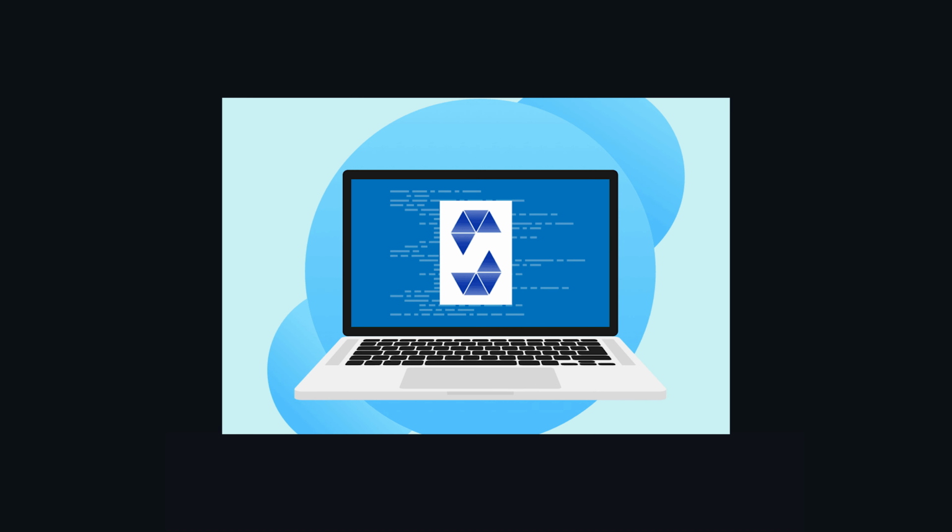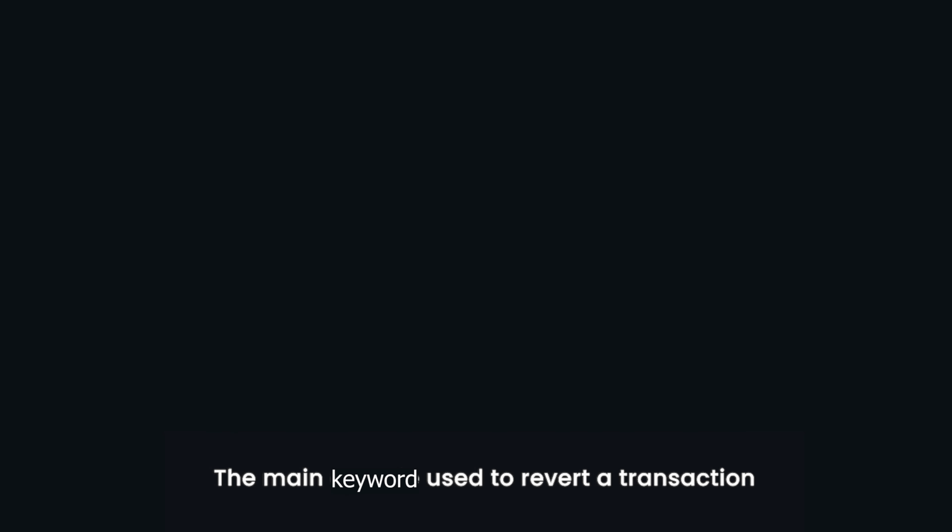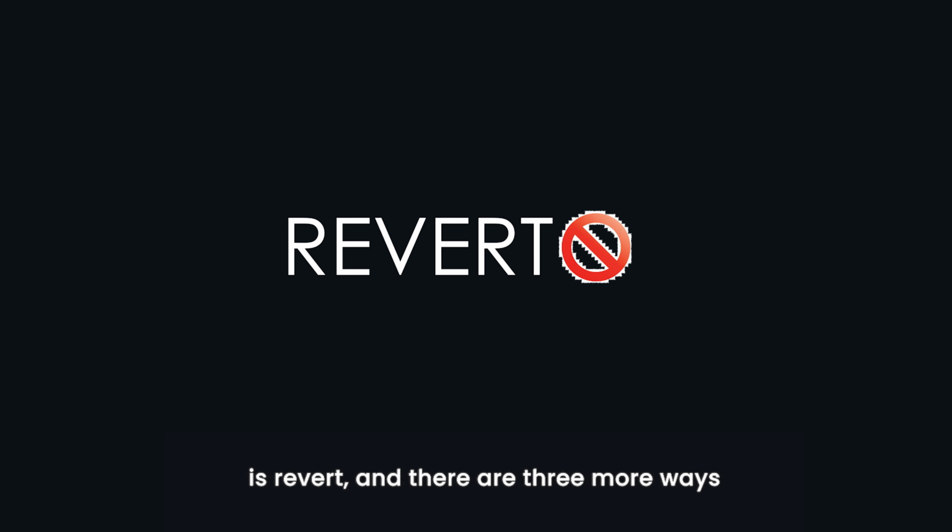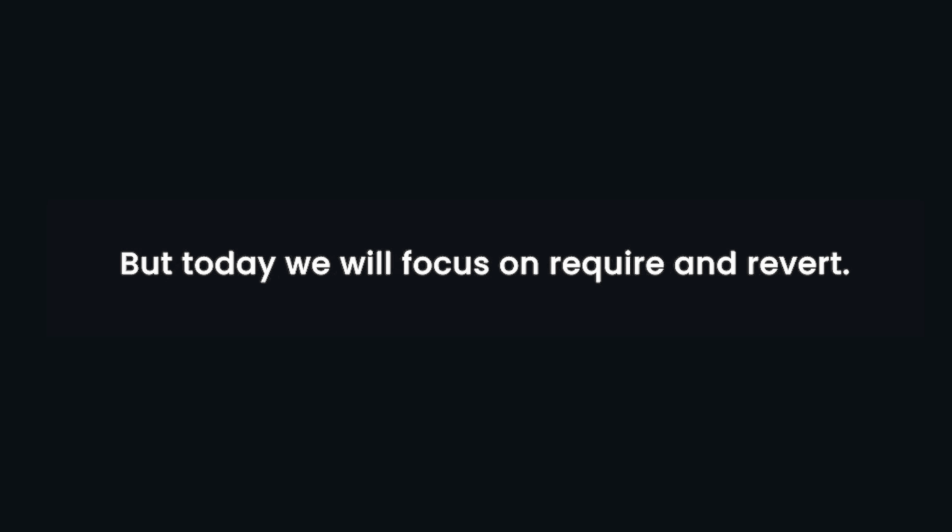The main opcode used to revert a transaction is revert, and there are three ways to invoke it: assert, require, and revert. But today we will focus on require and revert. Let's start with the require statement.